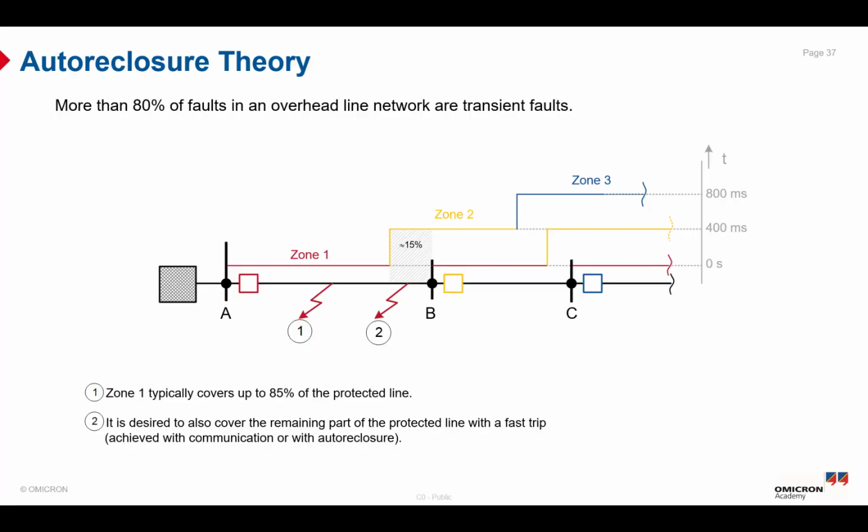So here is the auto-reclosure theory of operation. The auto-reclosure function for the distance protection relay is mainly used with the overhead line. One of the key targets of the power supplies is to keep the outage time as short as possible. Practical experience in the power system has shown that more than 80% of the faults in the overhead line network are transient faults.